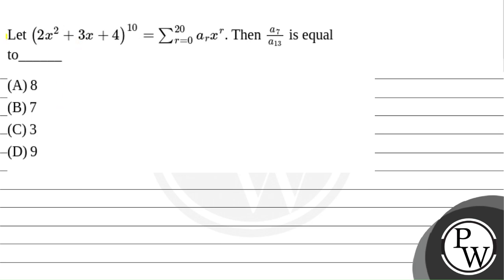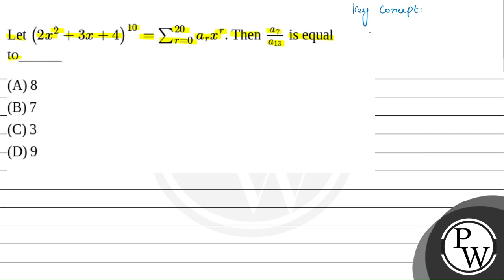Hello bachcho, in this question it is given that (2x² + 3x + 4)^10 = summation r = 0 to 20 a_r x^r, then a7 by a13 is equal to which of the following values. Now for finding the answer, let us write the key concept.